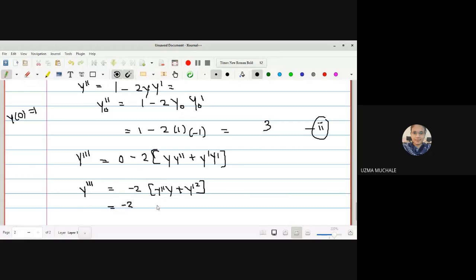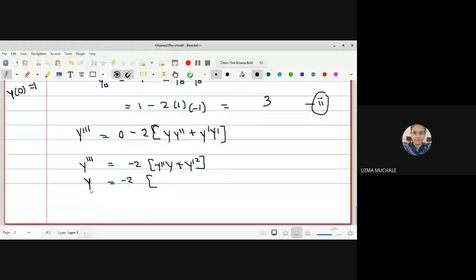Minus 2. What is the value of y double dash? Just now we have found it, since we have to find out the derivative of y triple dash at x is equal to x naught.